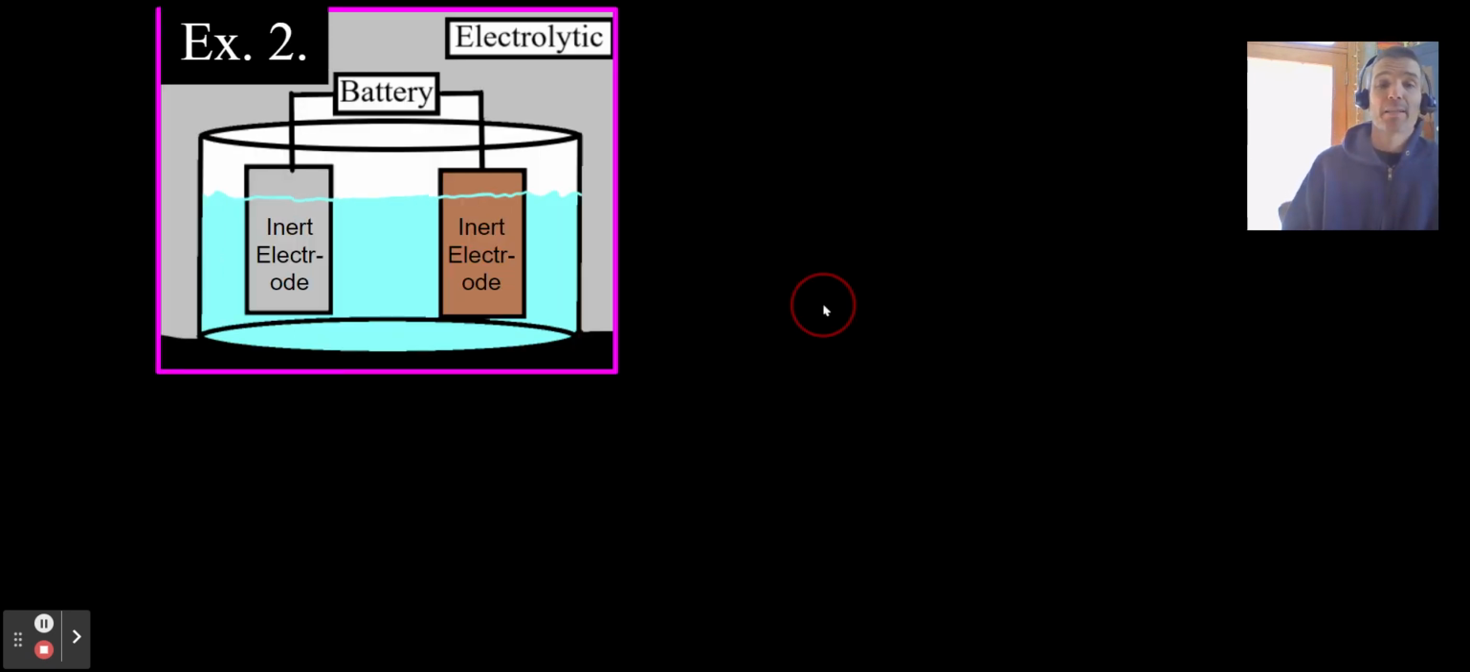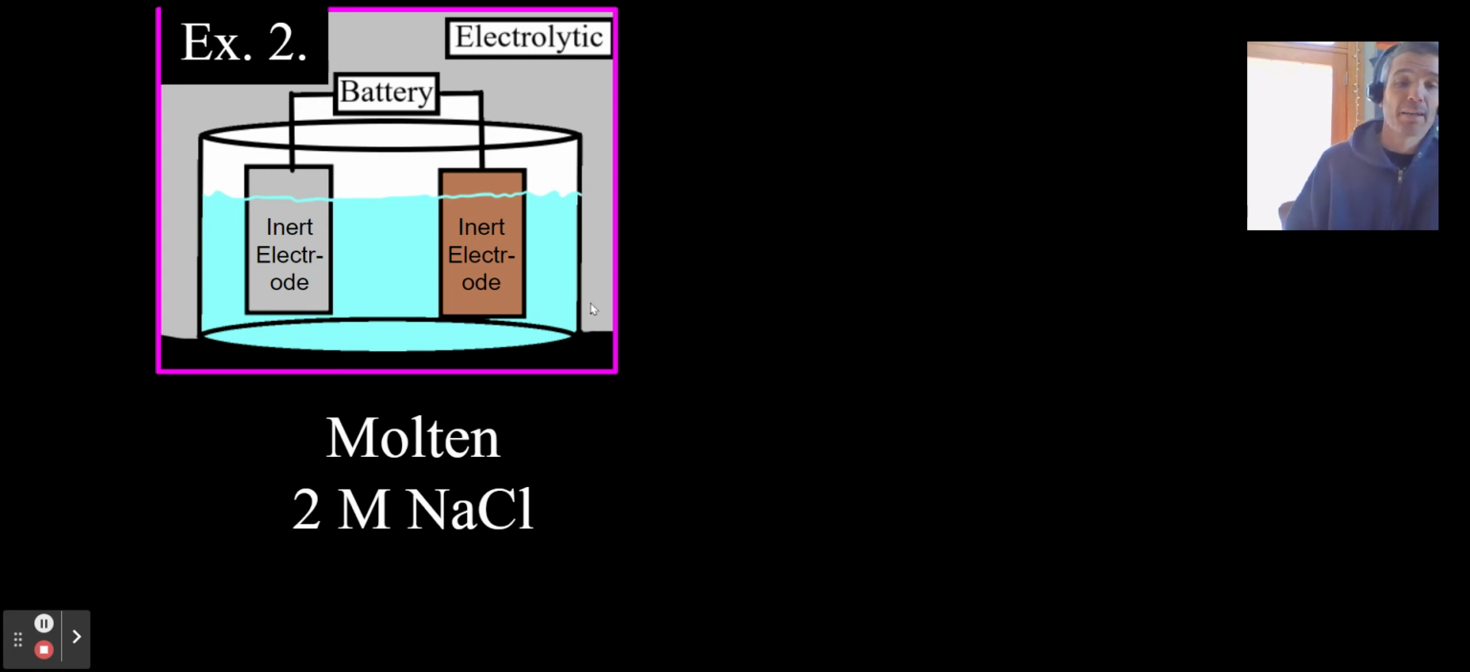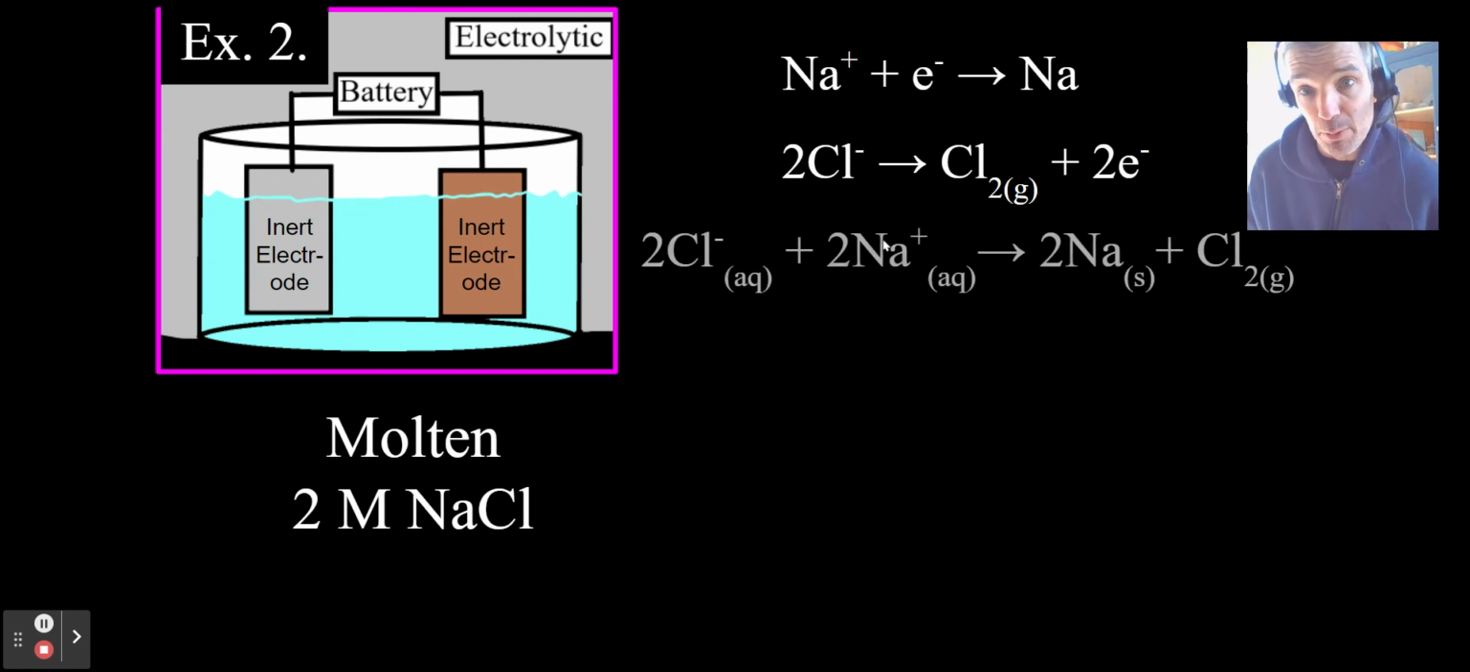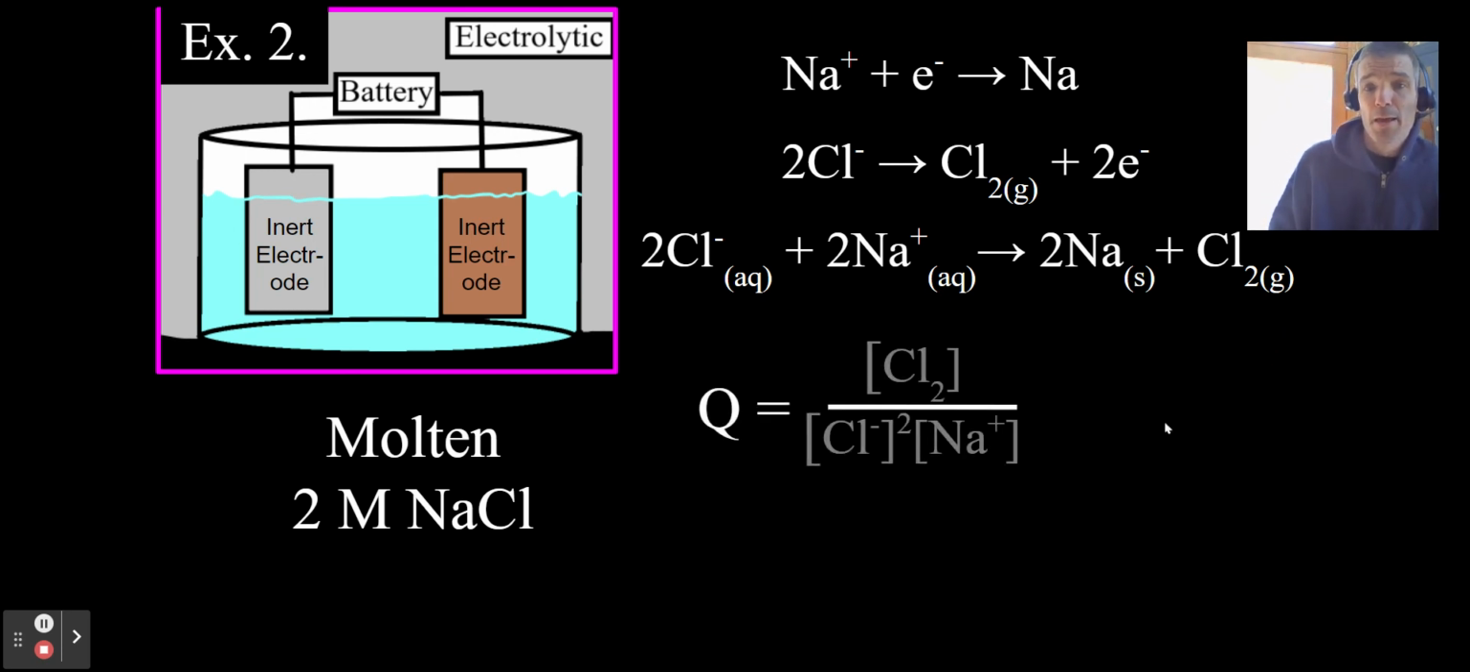Now, let's look at an electrolytic cell. Let's say I've got it in molten salt. What's going to be reduced? My sodium ions are going to be reduced into solid sodium metal, and my chloride ions are going to be oxidized into chlorine gas. Here's my net ionic equation. And now, here's my reaction quotient. These are going to go up.